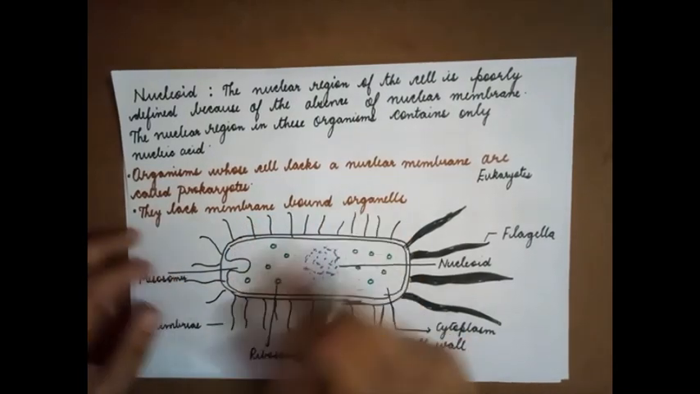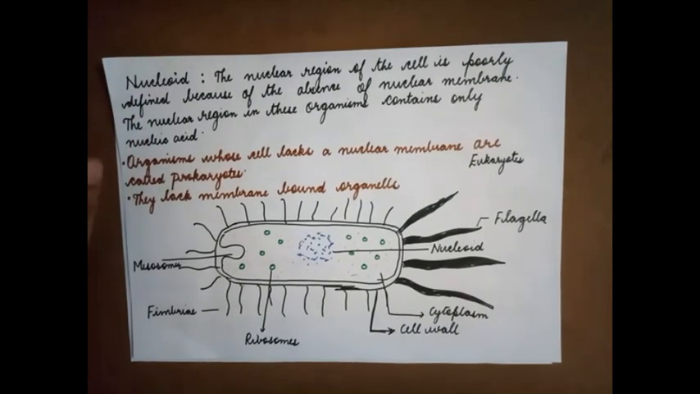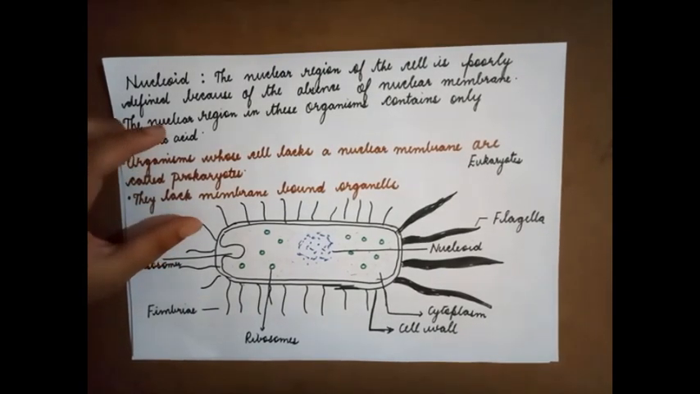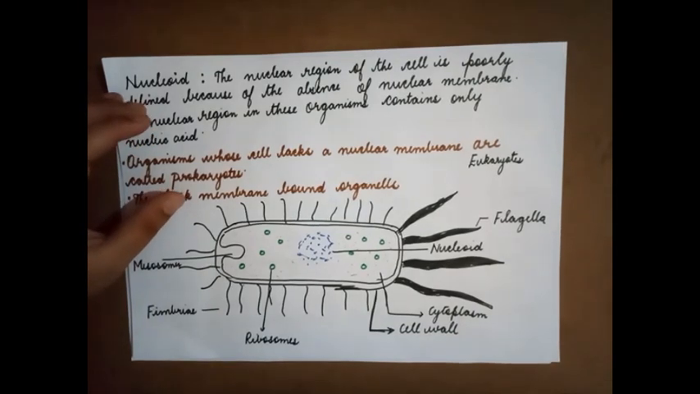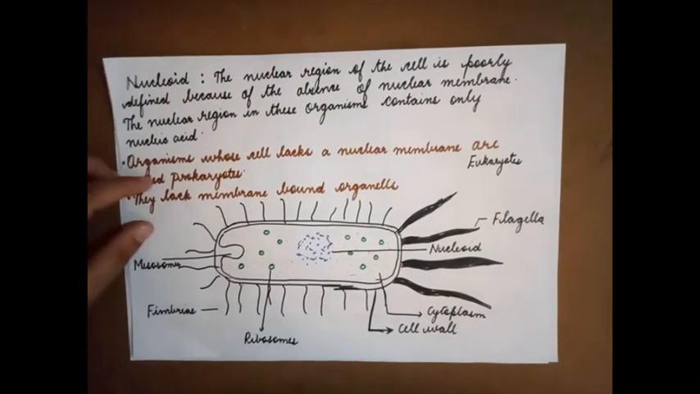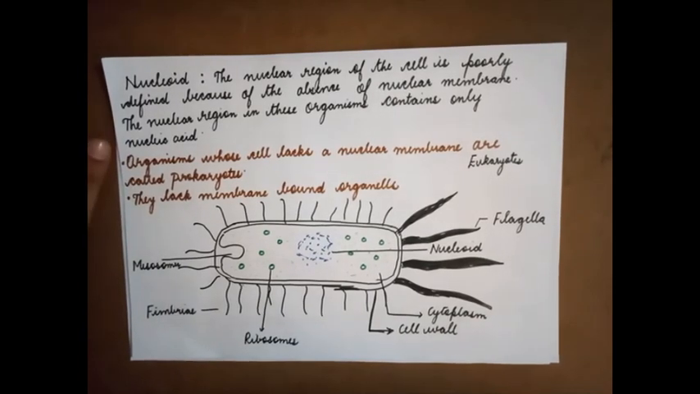They lack membrane-bound organelles. Organelles, I can compare to organs of the cell. Within the cells, you have tiny organelles which help in the functioning of the cell. Usually these organelles have a membrane. For example, the nucleus has a double membrane. But there are organelles which do not have a membrane. So in prokaryotes, we see that they lack membrane-bound organelles. It means they don't have organelles which are membrane-bound.